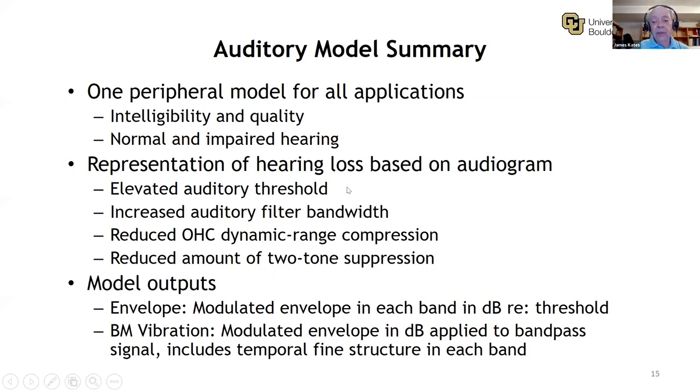Our model produces two outputs. One is a modulated envelope in each band expressed in dB auditory threshold. And we also have a term that we call basilar membrane vibration, which is not just the envelope, but the output of each auditory filter. So that's envelope with the carrier. And so that includes the temporal fine structure within each band.